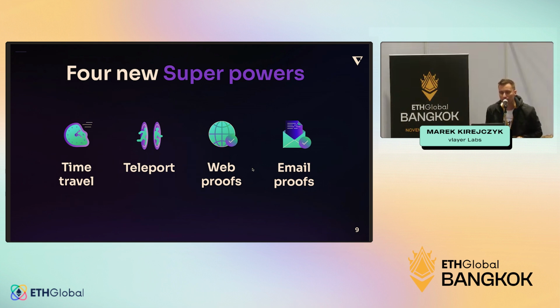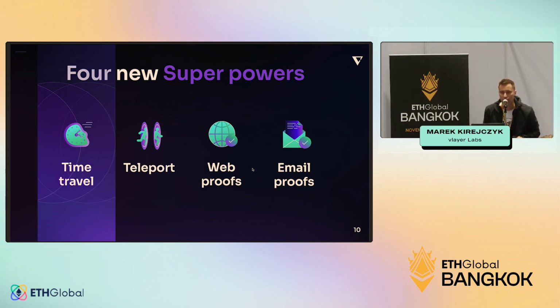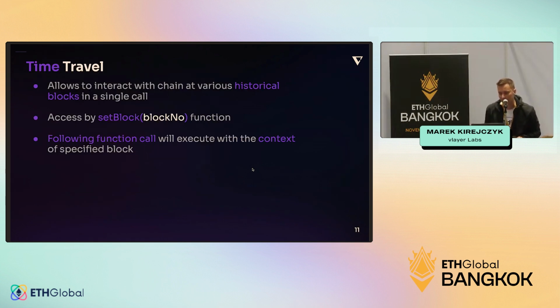So now we can go to the superpowers, and we're gonna start with time travel. And already you get a sneak peek of it. So we have this function called setBlock. It has a single parameter, which is the number of the block you wanna time travel to. And the next call after this specific setBlock is gonna be executed in the context of the chain as it was at a specific block. Does that make sense to everyone?